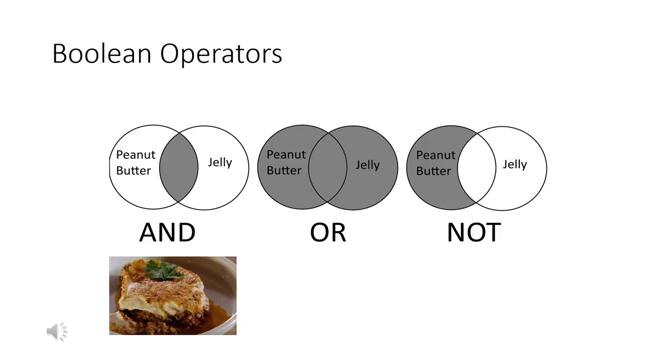First of all, the operator AND. AND takes two terms and looks for the combination of these two terms and the combination only. It is like moussaka. You do not look for gratin, you do not look for pasta sauce, you look for the combination of the two, which is moussaka.